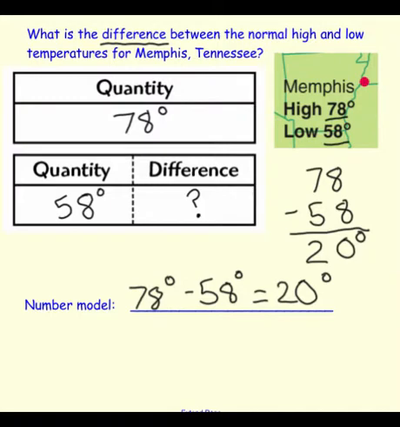Check. Does this answer make sense? I have two larger numbers. I'm going to subtract them. I would expect a smaller number for an answer, and I do have a smaller number here of 20 degrees. If I had a really large number of 1,000, then I would know that answer would not make sense.